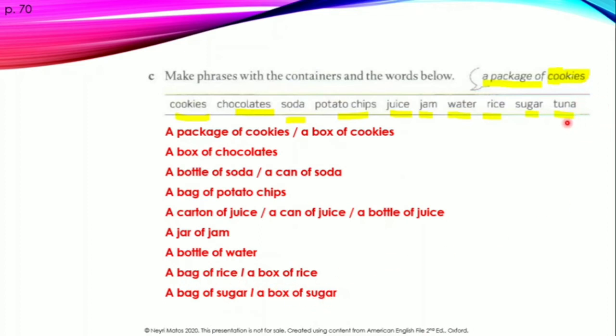And next is tuna, right? That's fish. So we usually have a can of tuna or a package of tuna. It depends, right? But anyway, both options are correct, okay? So make sure you have all the options so you can study after, okay?